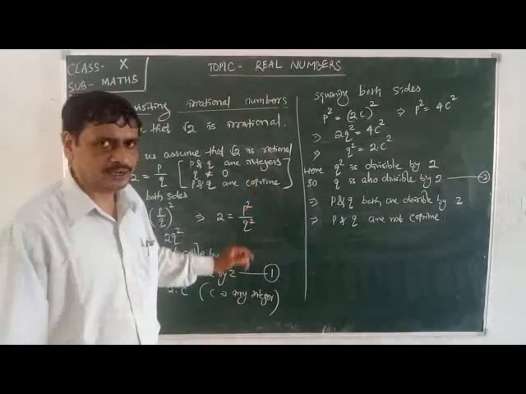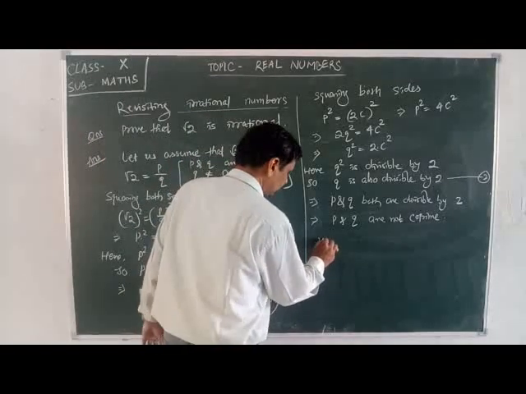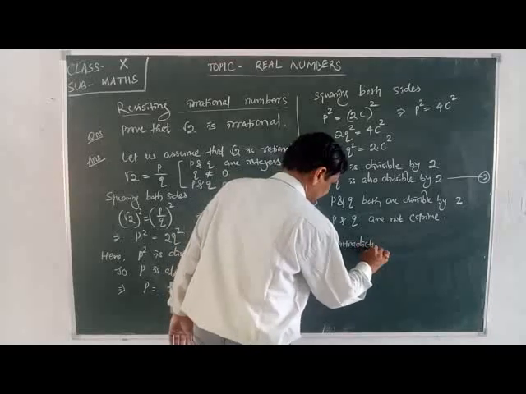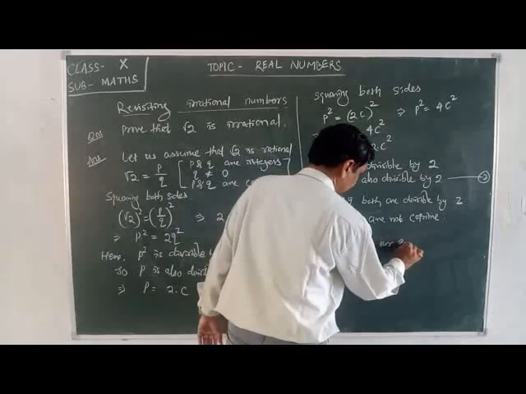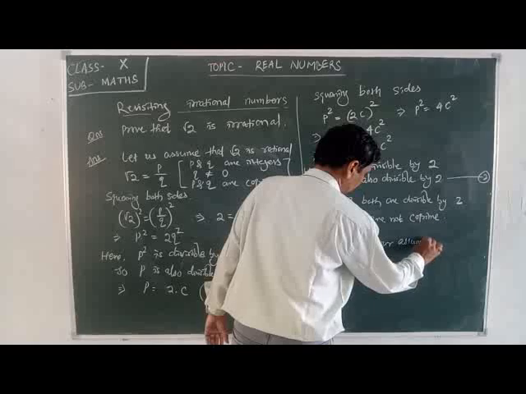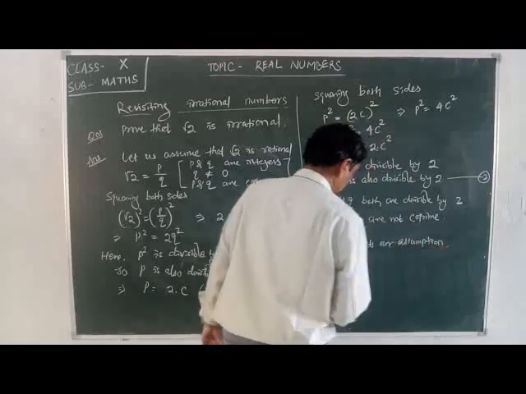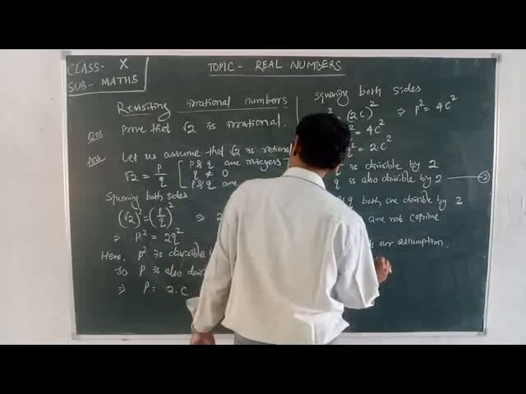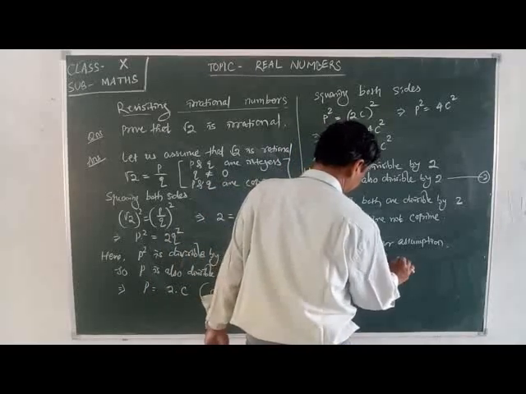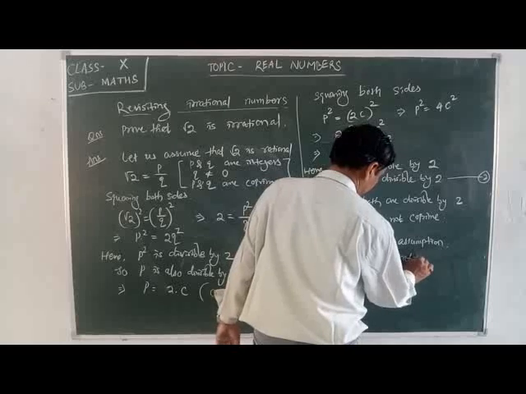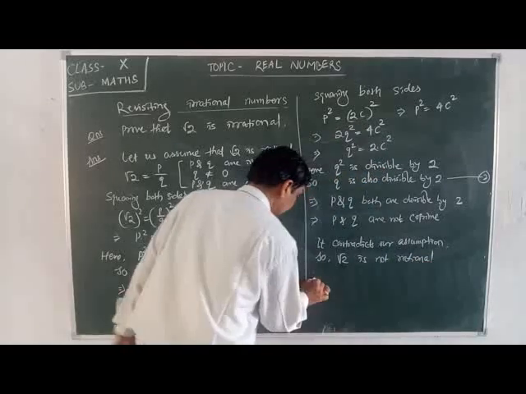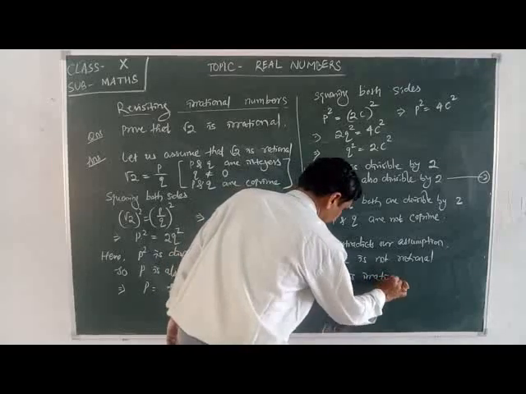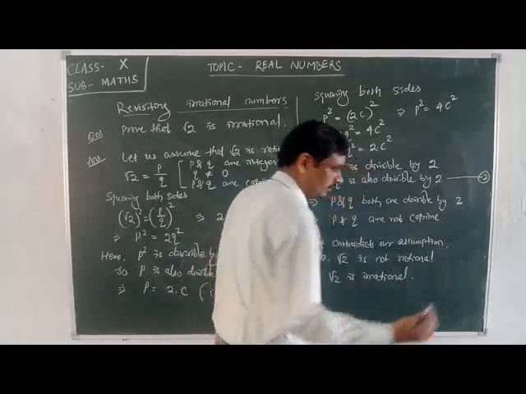It contradicts our assumption. So root 2 is not rational. Therefore root 2 is irrational.